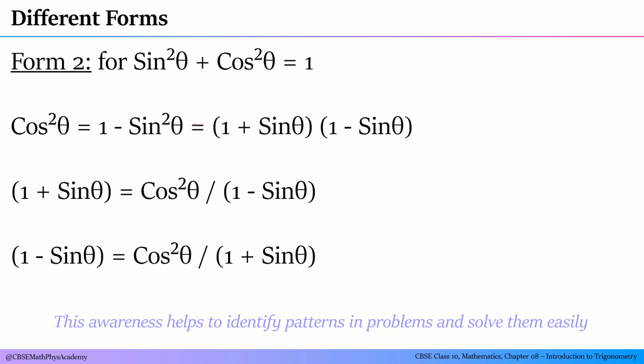Form 2. I am just going to keep cos square this side LHS and going to push the sine square onto the other side. So the equation becomes 1 minus sine square theta is equal to, apply the formula for a square minus b square, which is nothing but a plus b into a minus b. So same thing I'm applying here. 1 minus sine square theta decomposes to 1 plus sine theta into 1 minus sine theta. And again I can rearrange, having 1 plus sine theta on one side and bringing this 1 minus sine theta to the other side, it becomes cos square theta divided by 1 minus sine theta.